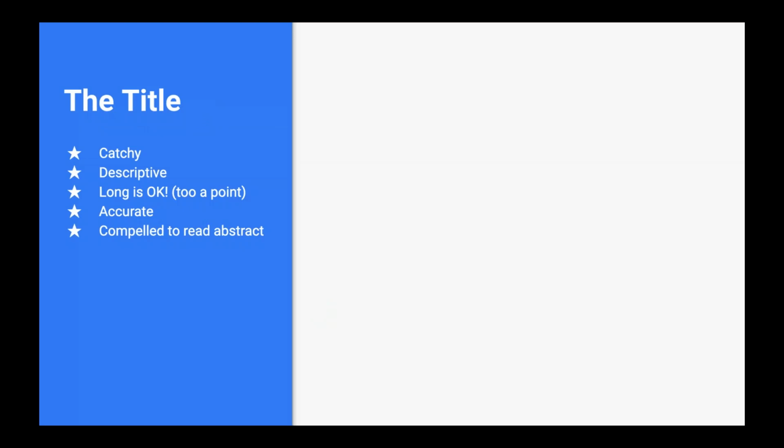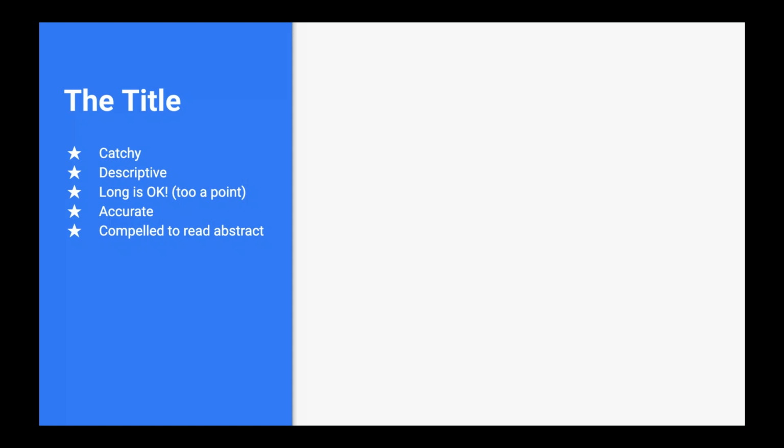So first, starting with the title. The title, you really want it to be catchy and attractive, and it needs to also be descriptive. Believe it or not, at NAGAP, we actually have a lot of long titles. Long is actually kind of okay. Over the years, at many other conferences, you might see really short titles, but at the NAGAP conference, we're pretty okay with having long titles to a point. Meaning it's okay as long as it's also accurate and compelling the reader to read the abstract.